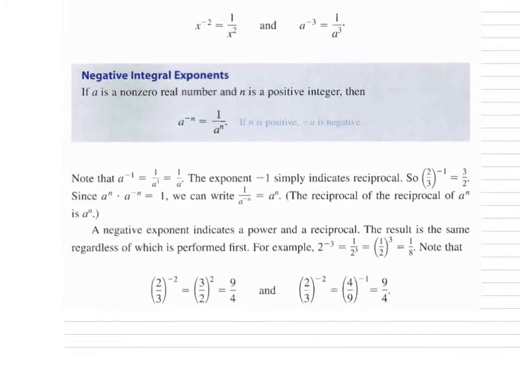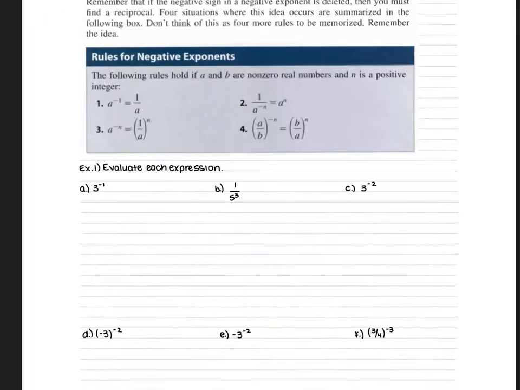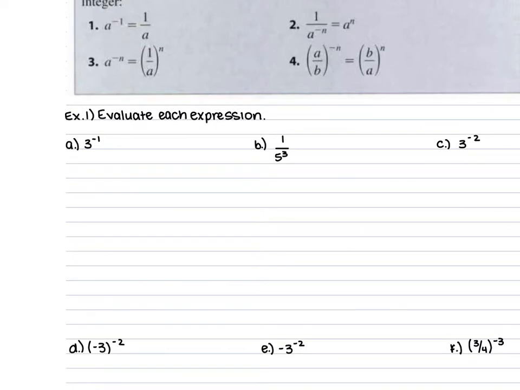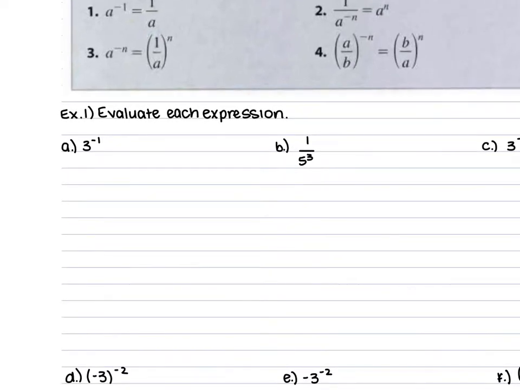So if we look at some examples, if we have example 1a, we have 3 to the power of negative 1. We want to turn that negative 1 into a positive 1 as that power. So we're going to take the reciprocal of that 3, which will turn that 1 into a positive 1. So it would just be 1 over 3 to the first power, which is just 1 over 3.